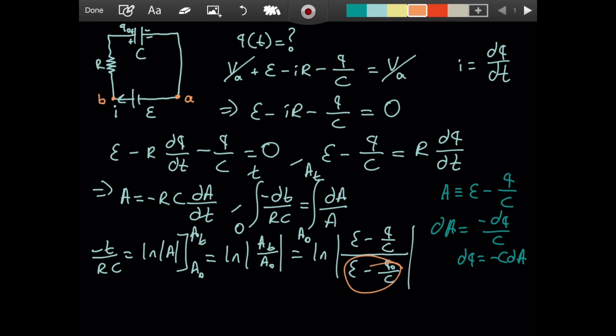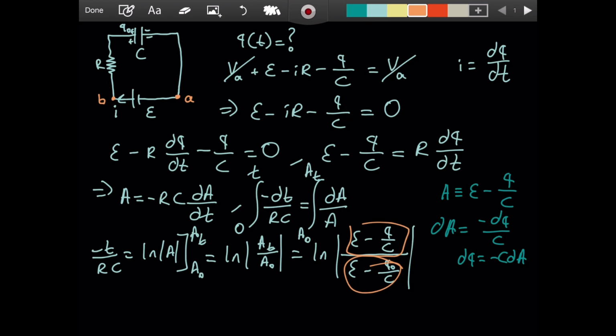How do I know that? Well, Q naught over C is the initial voltage across the capacitor, and it is less than the voltage of the battery because there is also the voltage of the resistor. Alright, so we have a voltage of the battery, some amount of it drops in the resistor, and another amount, the remaining amount, drops across the capacitor. So the capacitor voltage is less than the battery's voltage. And the same idea applies to the top as well.